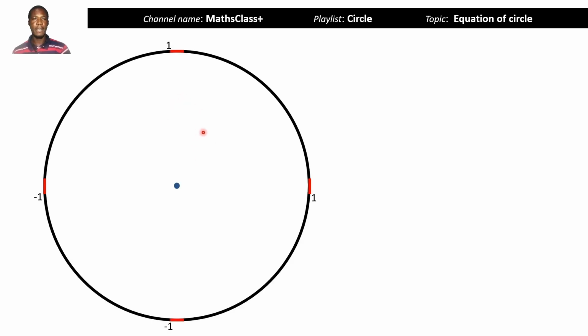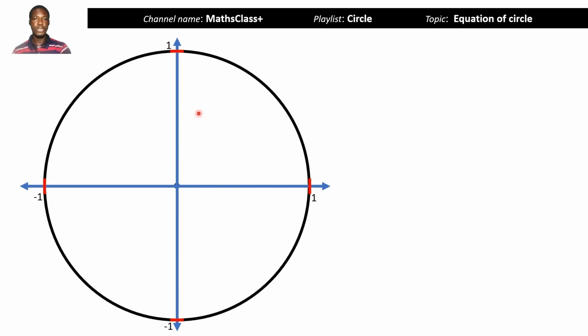We have a circle given with the center here. Now the center is shown clearer with the intersecting vertical and horizontal line here. Now if you look at the circle, well, you see that from the center to the circumference, the distance is 1 unit, and it is the same on this side. It is the same on this side also, and it's the same on this side. This one we can describe as a unit circle.